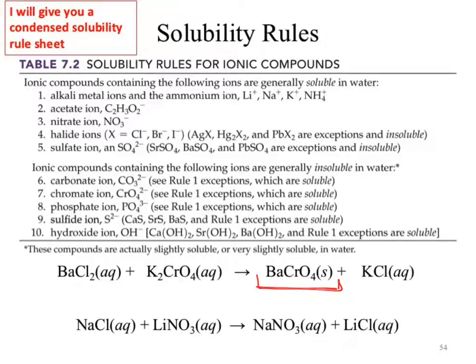So let's take a look at barium chromate. We need to find barium or chromate in our list of rules. I heard rule 7, chromate. Rule number 7 refers back to here: containing the following ions are generally considered insoluble. What does insoluble mean? Will not dissolve. It means solid. Cool. What's the issue with that rule?